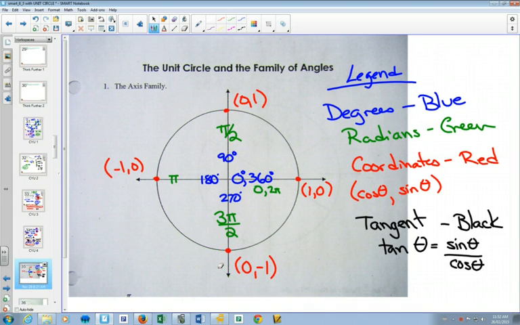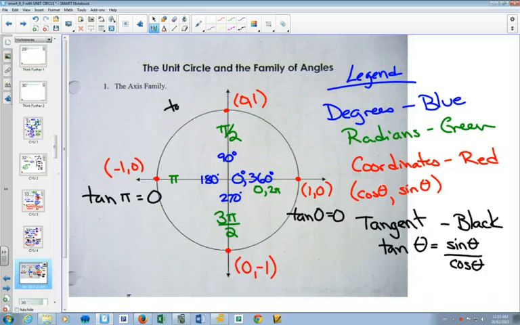Another big idea is with tangent, and tan is sine over cos. Can you see that tan of 0 radians, and I'll just do it with the radian measures here, if I did 0 divided by 1, what would I get? 0. Tan of 0 is equal to 0. Similarly over here, if I would do tan of pi, or tan of 180 degrees, 0 divided by negative 1 is 0.